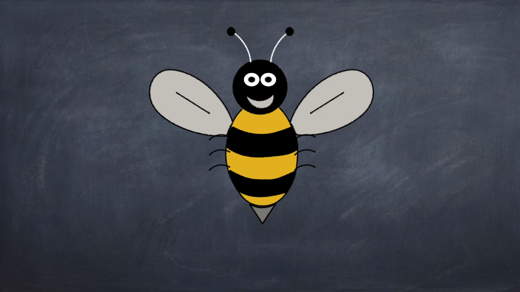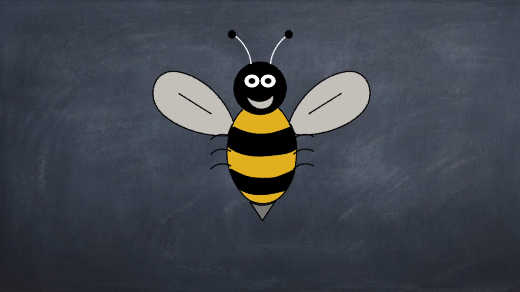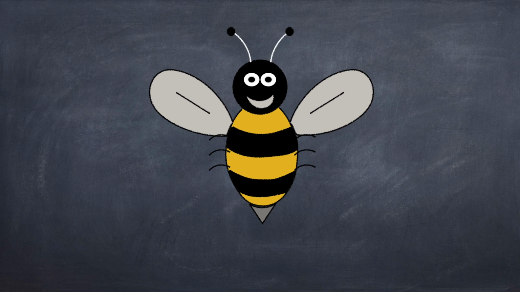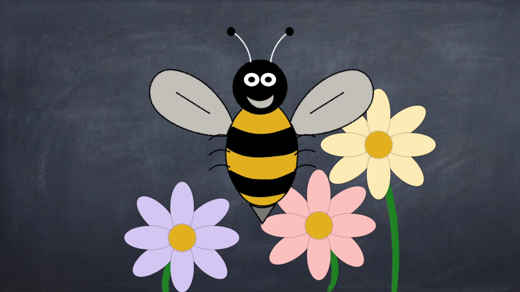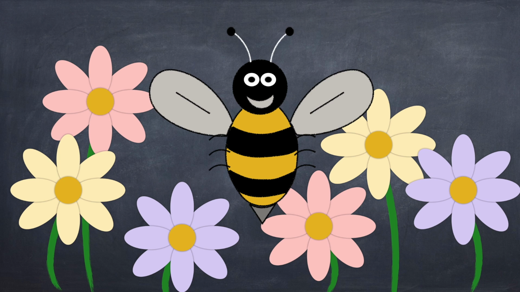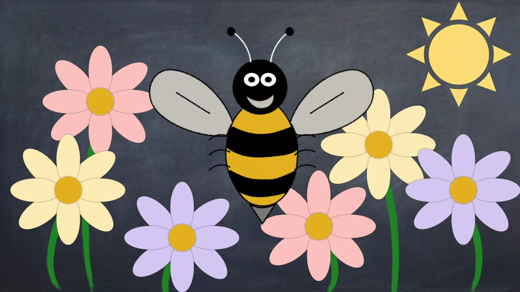Excellent job, my friends! And there's our bumblebee, friends. You can even add some more springtime things like flowers and the sun. So we'll put some flowers there, and then for the sun, a circle with triangles all around it for the sunbeams.